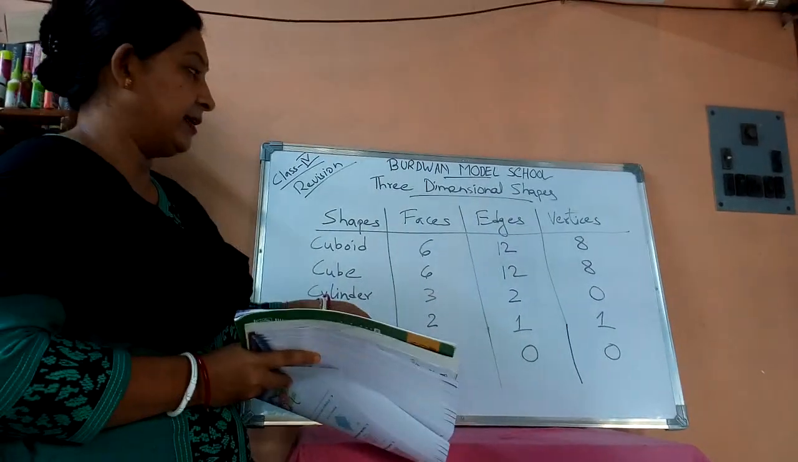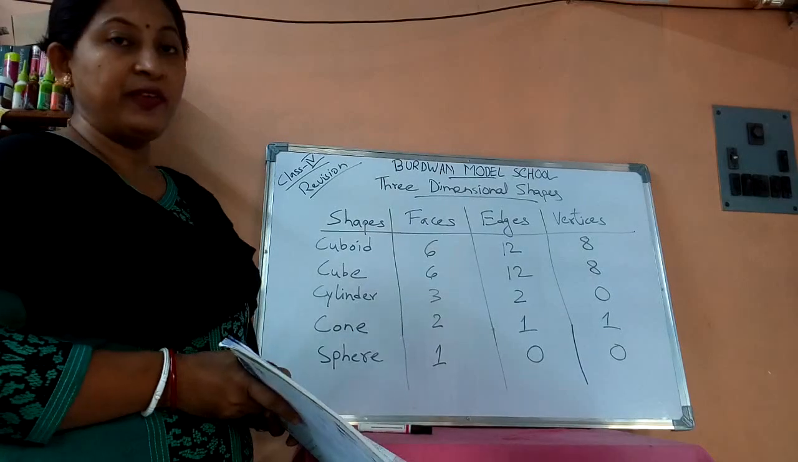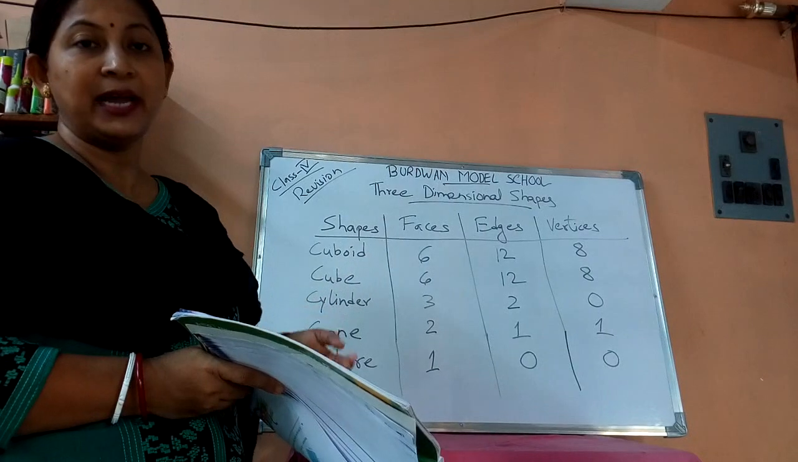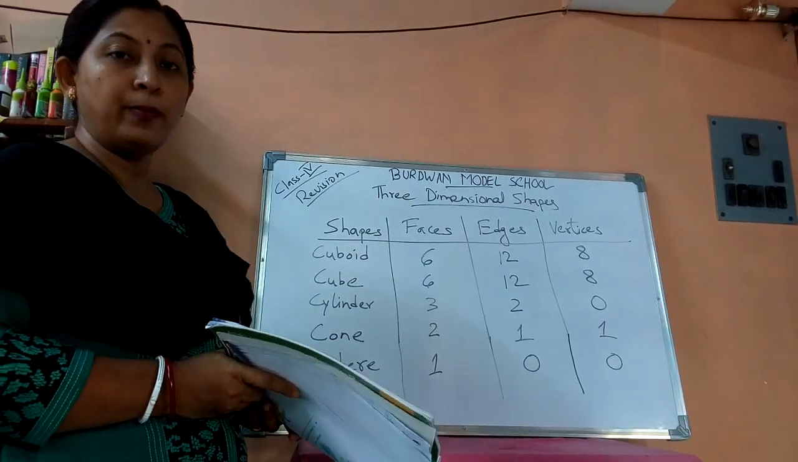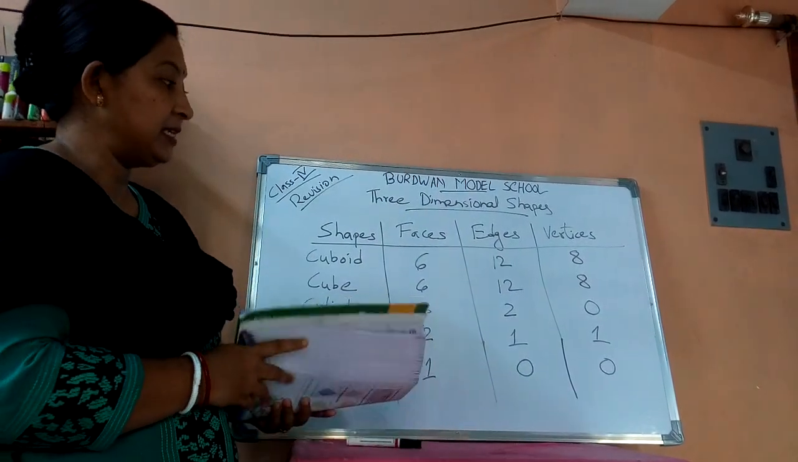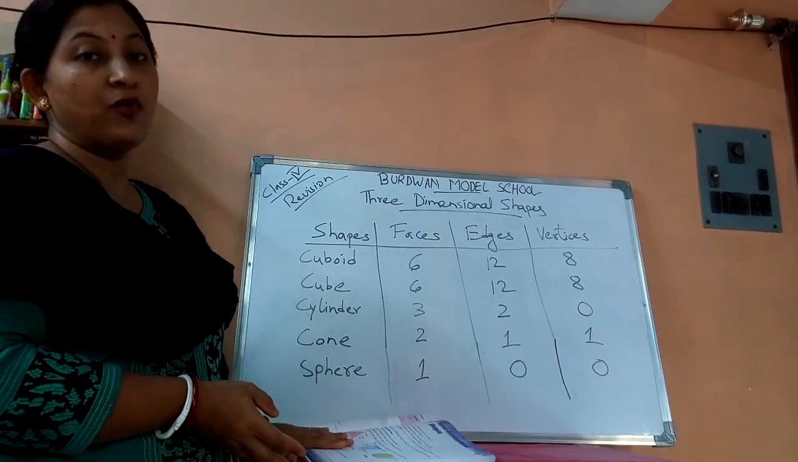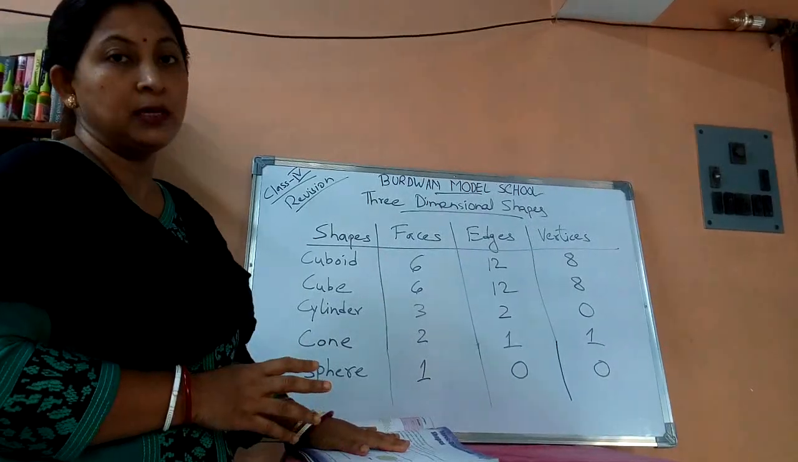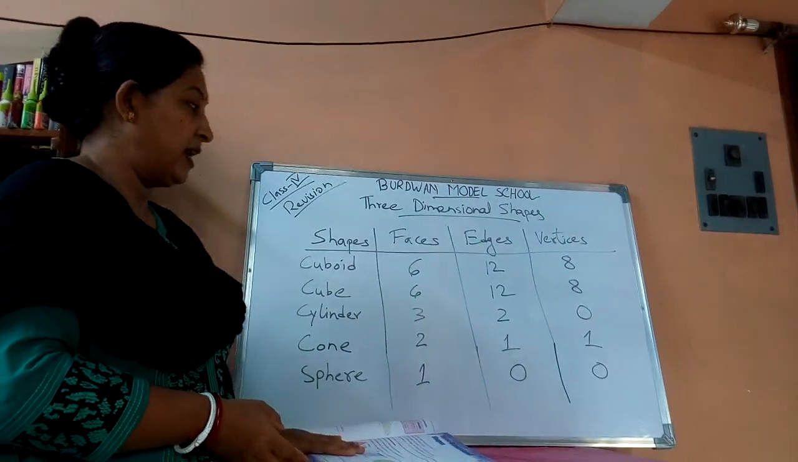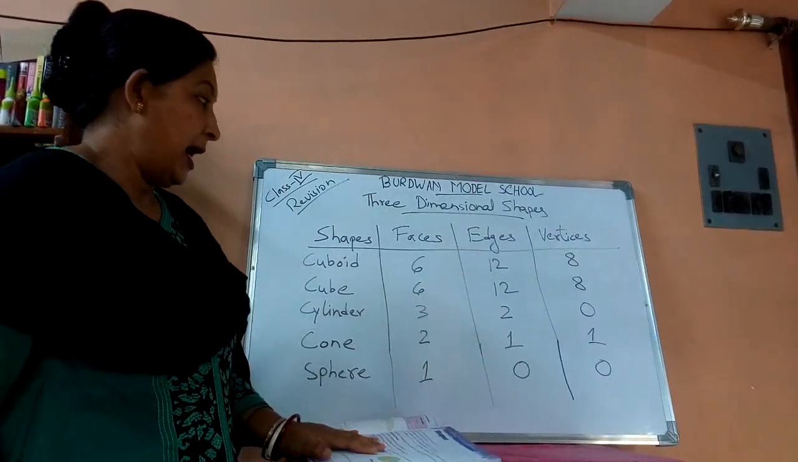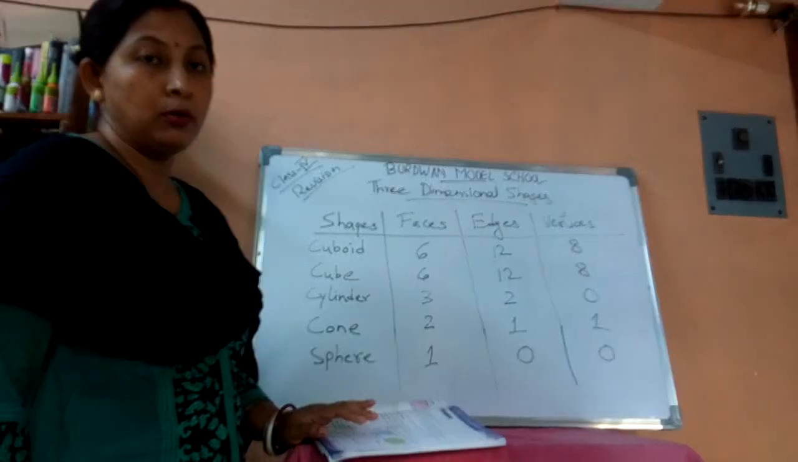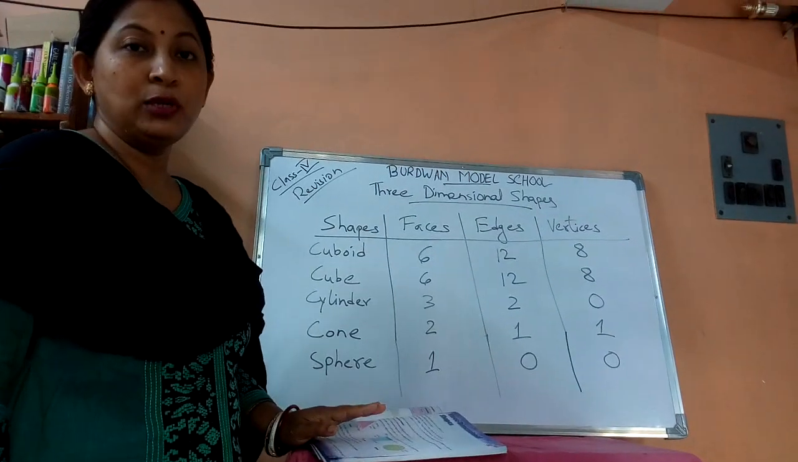Next comes the cylinder. A cylinder has 3 faces: one at the top, one at the bottom and one as the side. That means 2 flat faces, the top and bottom, and the side face is the curved face. So it has 3 faces, 2 edges and 0 vertices. That means it has no corners. Suppose you take a gas cylinder, you can observe that it has 3 faces, 2 edges and 0 vertices.